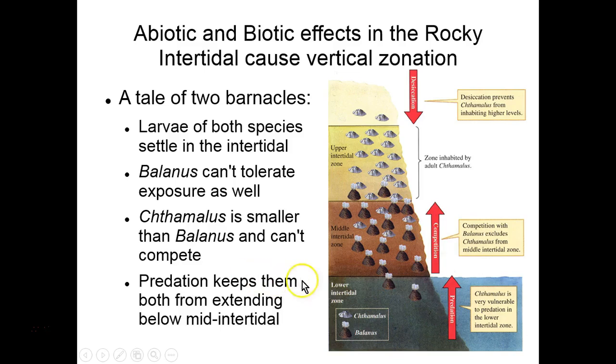And then finally, in the lower intertidal zone, we don't really see a whole lot of either one of them, and the reason why is because predation keeps them from growing up to be adults, or if they do become adults, predation basically takes them away. And the reason why there are more predators down here is because that's underwater more of the time, and you can have a greater diversity of organisms, such as sea stars.